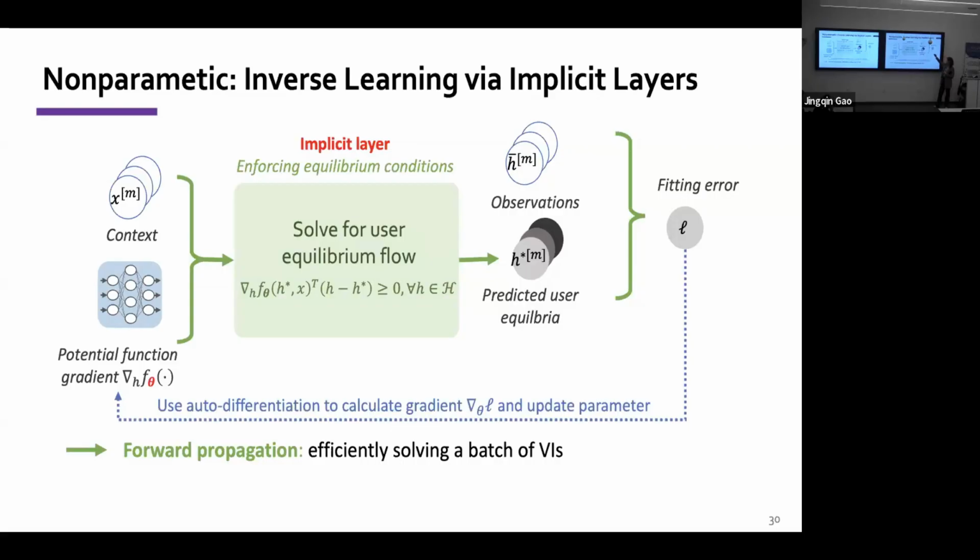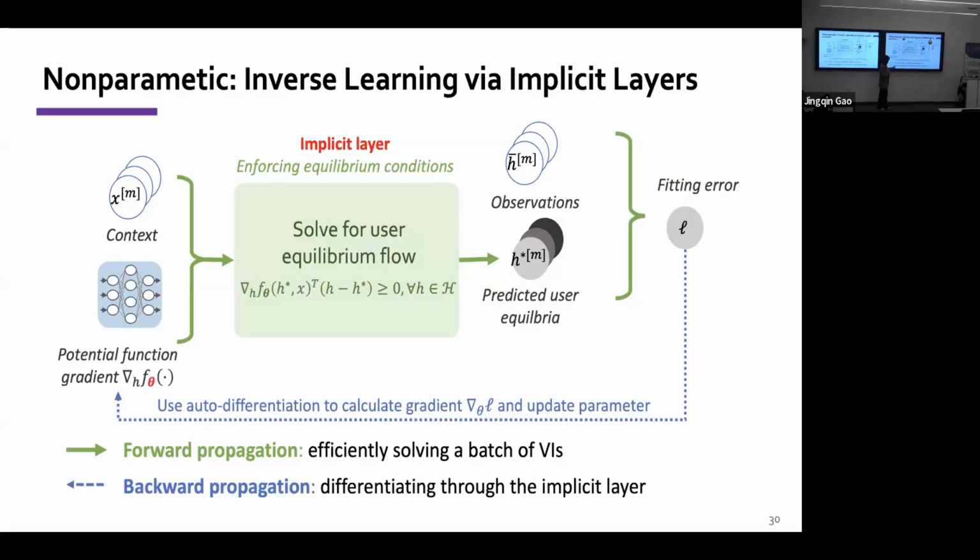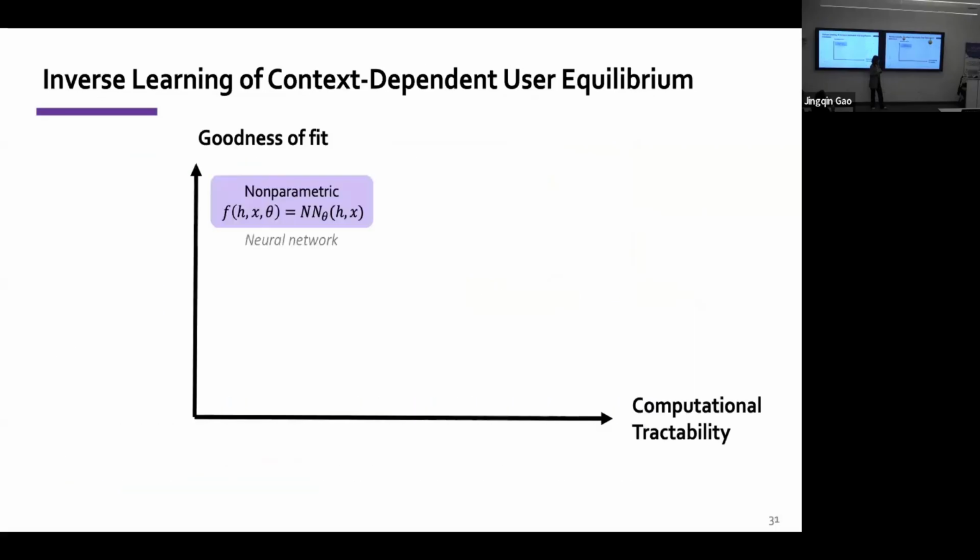And after we calculate the fitting errors, in the back propagation, we want to calculate the gradient with respect to the potential, with respect to the parameters, and then update the parameters to minimize the fitting error. So we call it the back propagation, and the technical challenge we handled is how can we differentiate through these implicit layers to make sure that the gradient can be approximated or calculated efficiently.